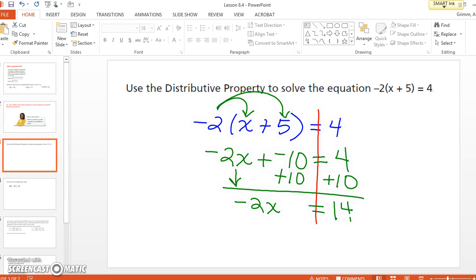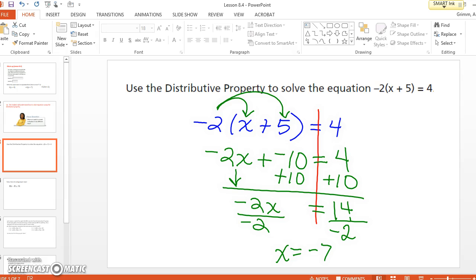And what is my next step, like we did yesterday? Lily? Divide by negative 2. Very good. Make sure you divide by a negative 2. Why are we dividing by a negative? Mathematically, why do I have to divide by a negative 2? Cassie? Very good. Two negatives make a positive. We want that to be a positive 1x. All right, so we divide this side by negative 2, and we get x equals negative 7.